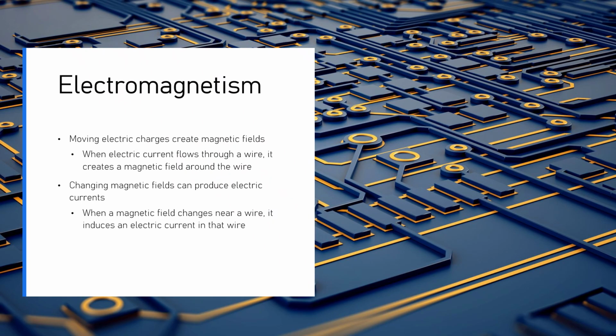So then how do these two end up meeting each other, right? We end up with something called electromagnetism, which is when moving electric charges create magnetic fields. When an electric current flows through a wire, it creates a magnetic field around said wire. However, a changing magnetic field is able to produce electric currents. When a magnetic field changes near a conductor, it induces an electric current in that wire.